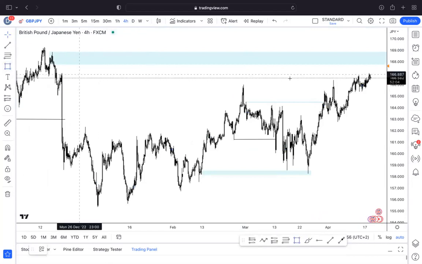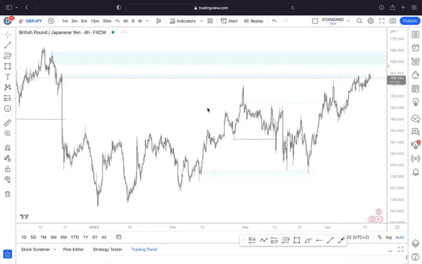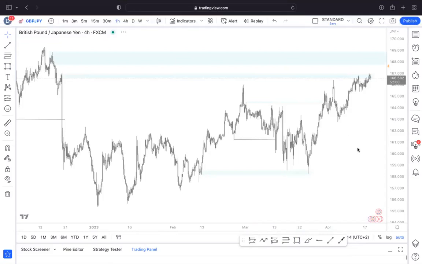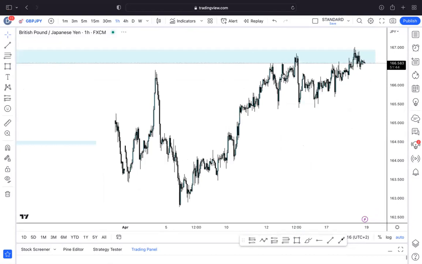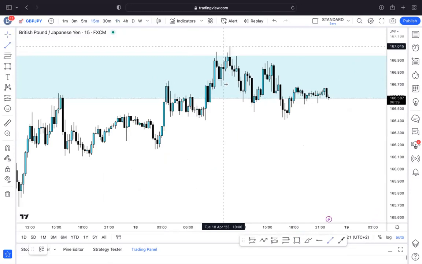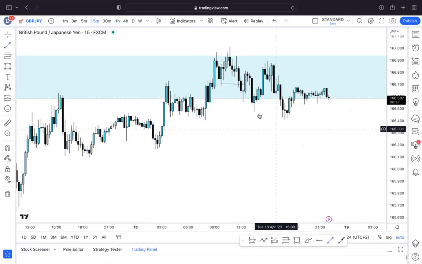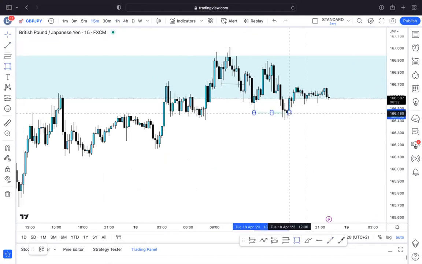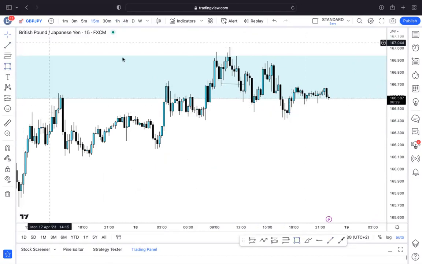So we're in the zone at the moment. I don't know how it's holding. So let's have a look at it on the 1 hour within that zone. Okay, so the 15 high break, broken here as well.